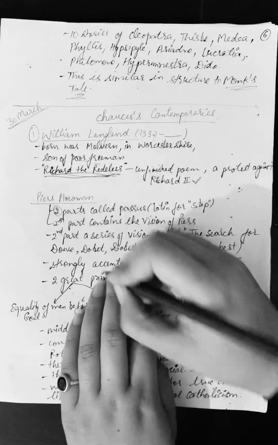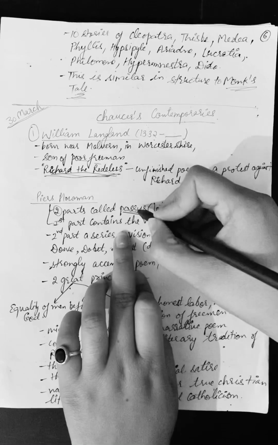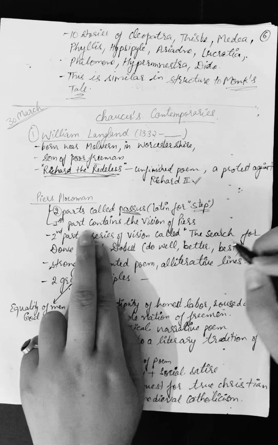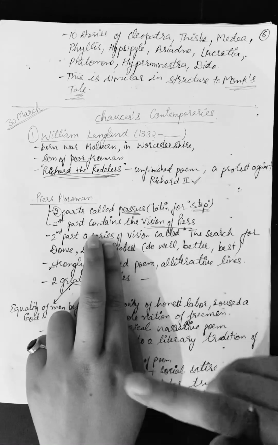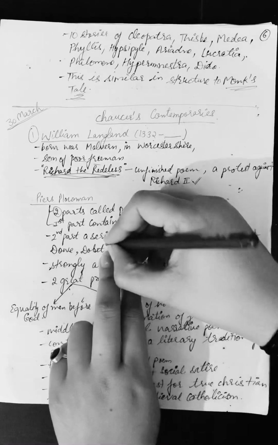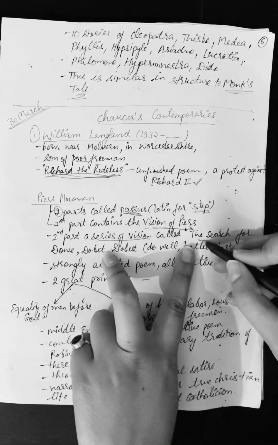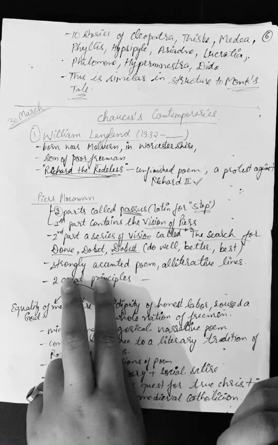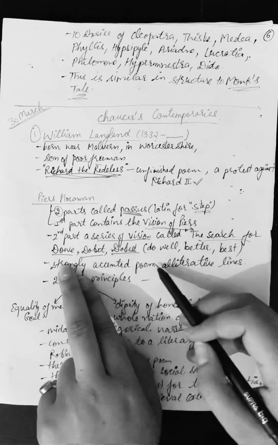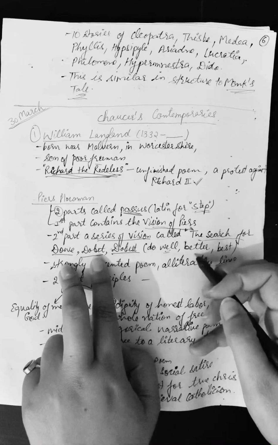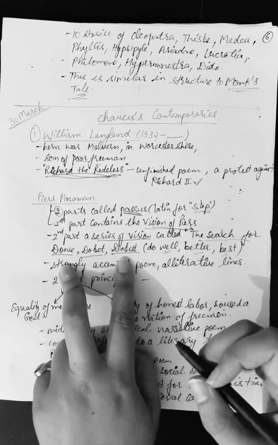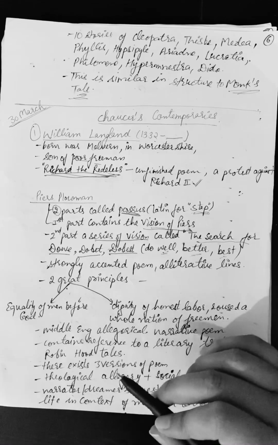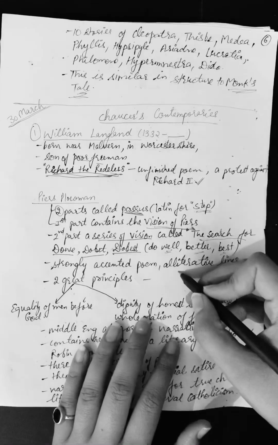It is divided into two parts, and these are called passus. In Latin this means step. The first part contains the vision of Piers. The second part is a series of visions called the search for Do-well, Do-bet and Do-best. Do-well is for do well, Do-bet for better, and Do-best for best. This is the main idea of this work, a strongly accented poem in alliterative lines.